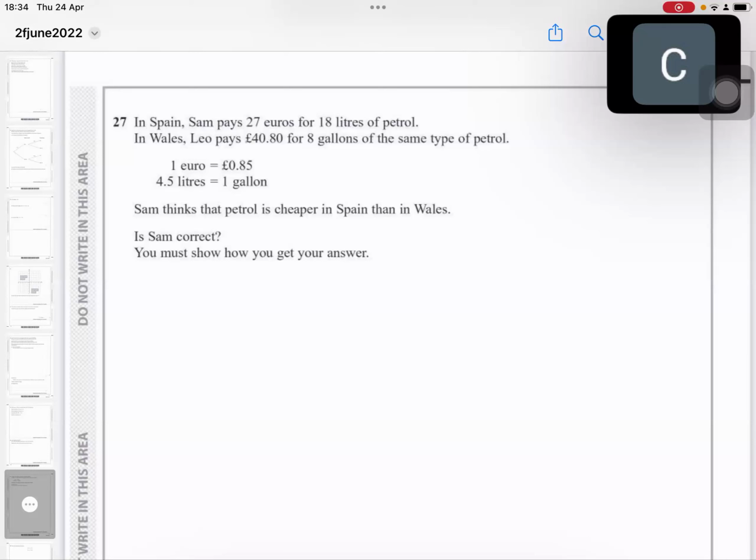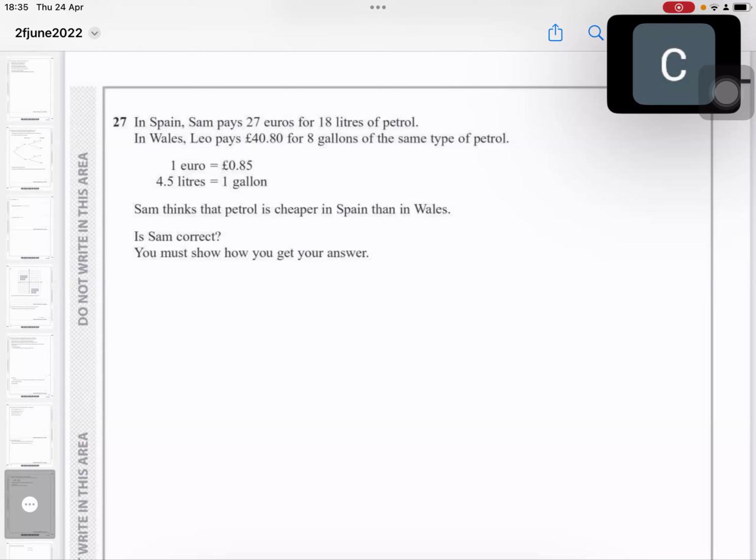The first thing we're going to do is change Sam's euros to pounds. So that's 27 times 0.85. What did you get? You can use your calculator. £22.95. 22 pounds 95. Okay, good. So now we have Sam's 27 euros in pounds.